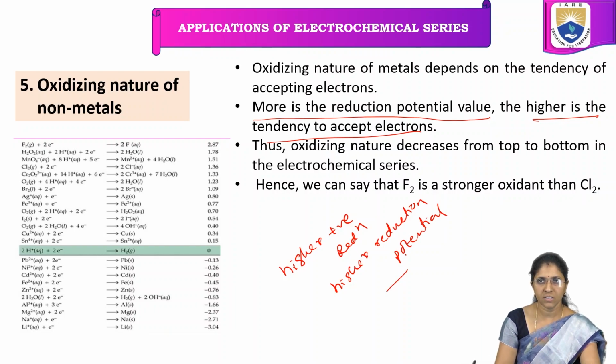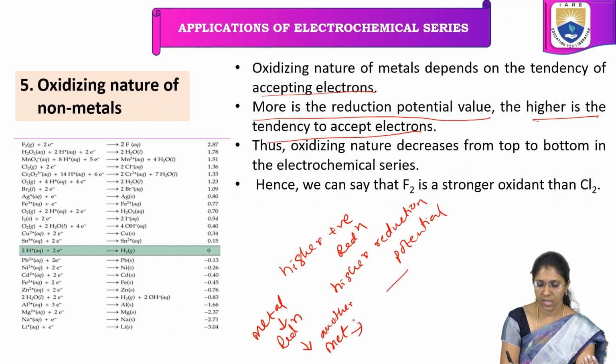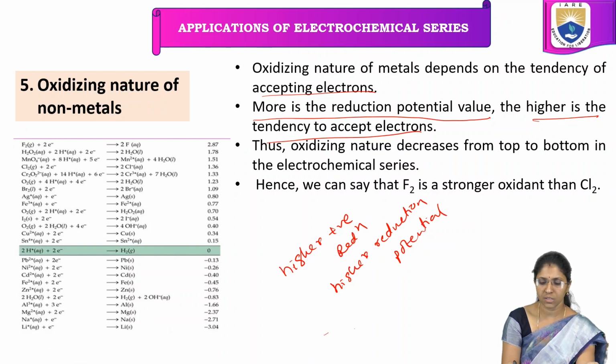So, the oxidizing nature depends on the tendency of accepting electrons. It means the metal should undergo reduction and it should oxidize another metal. Oxidation of another metal will take place in the presence of this type of metals. The more the reduction potential value, the higher is the tendency to accept electrons. Thus, oxidizing nature decreases from top to bottom in the electrochemical series.